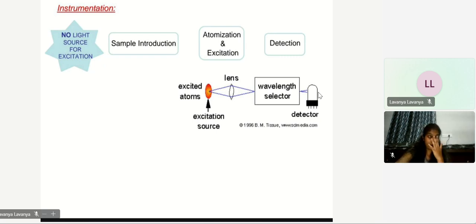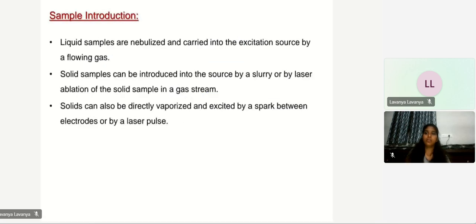This is a small instrument where we can see how atomic emission spectroscopy takes place in a simple model way. The liquid samples are nebulized. Nebulized means the sample is converted into a spray or gas form and carried into the excitation source by the flowing gas. The gas is transferred there into the spectrometer.